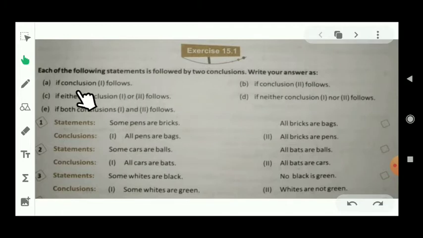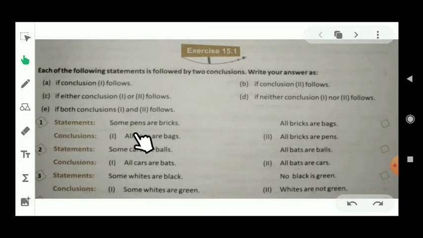Option A, if the first conclusion follows; option B, if the second conclusion follows; option C, if either the first or second follows; D, if neither the first nor second follows; and E, if both the first and second conclusions follow. Let's see question number 1.